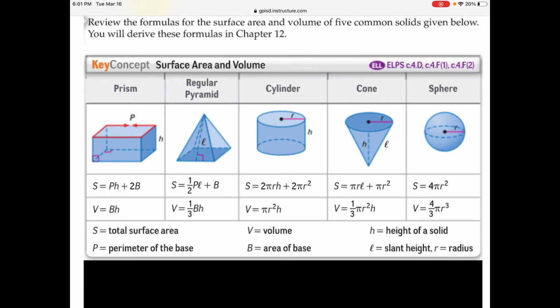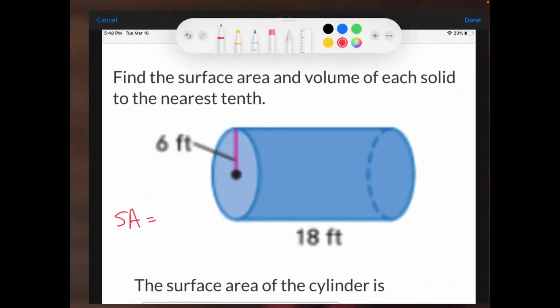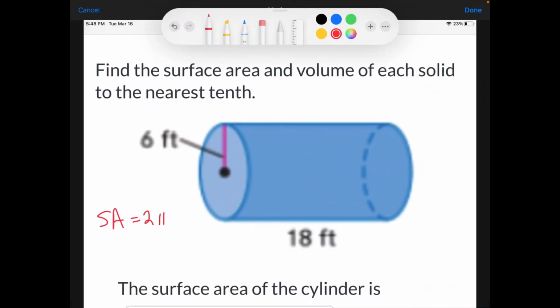So the formula would be 2 pi r h plus 2 pi r squared. So we're going to go ahead and write that. So it's 2 pi r h plus 2 pi r squared. Okay, we're going to go ahead and put those parentheses to represent the information we need. Okay, and as we can look at this picture, we can see that they gave us the radius, which is 6 feet. We're going to go ahead and replace the r with 6, wherever we see an r.